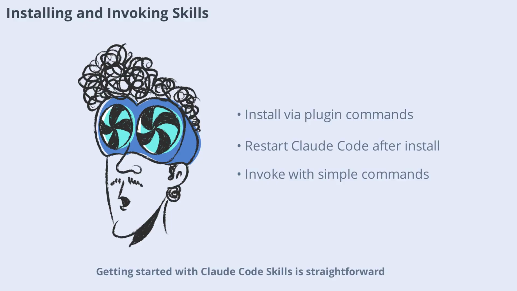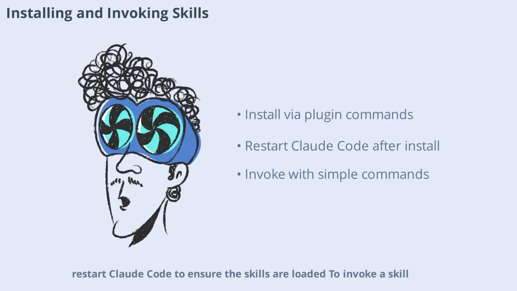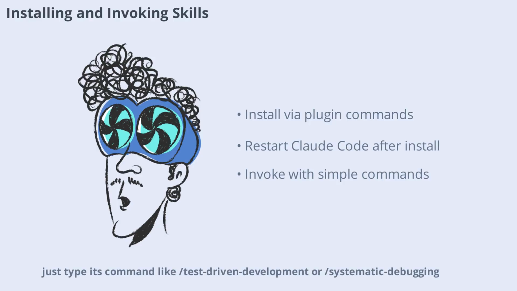Getting started with Claude Code Skills is straightforward. You can install official and community skills using simple plugin commands. For example, to add web app testing or front-end design, use the Anthropic skills repo. For advanced debugging or security, install from the Trail of Bits repo. After installation, restart Claude Code to ensure the skills are loaded. To invoke a skill, just type its command, like test-driven development or systematic debugging, right in your Claude session. This flexibility means you can tailor your environment for TDD, debugging, security, or even DevOps tasks, all without leaving your coding flow.